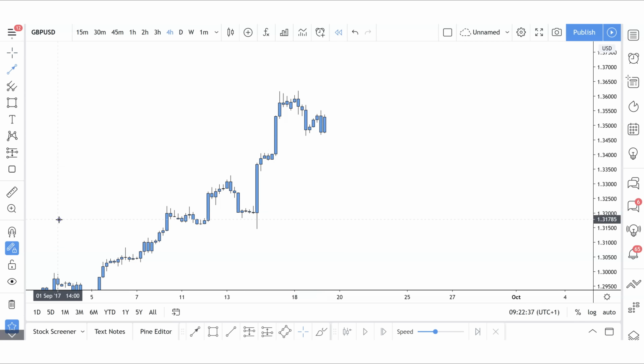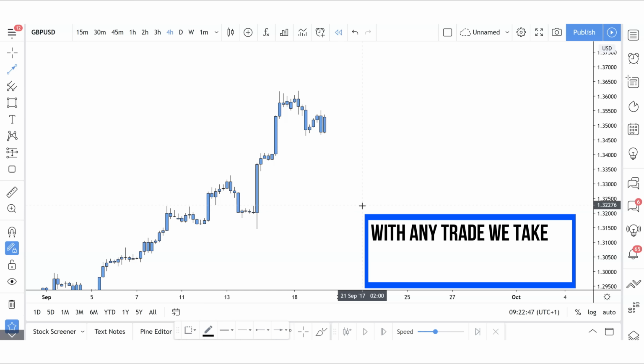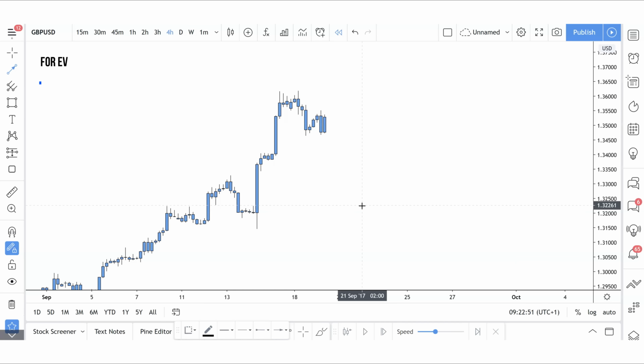I'm not going to give you the answer to this pattern, but as we're going through it and I'm talking through my thought process, try to figure it out and see how it lines up with your thought process. Because with any trade we take, we need to be making sure we are building a story. And for every trade we take, there should be a beginning, a middle, and an end. So let's look at the beginning of this.